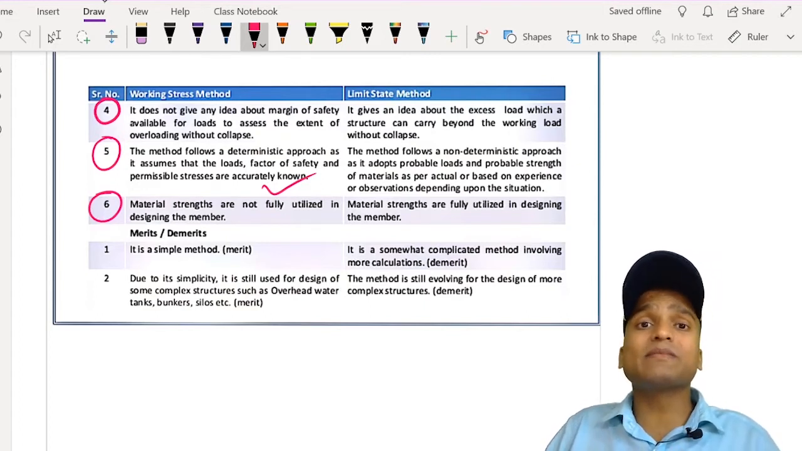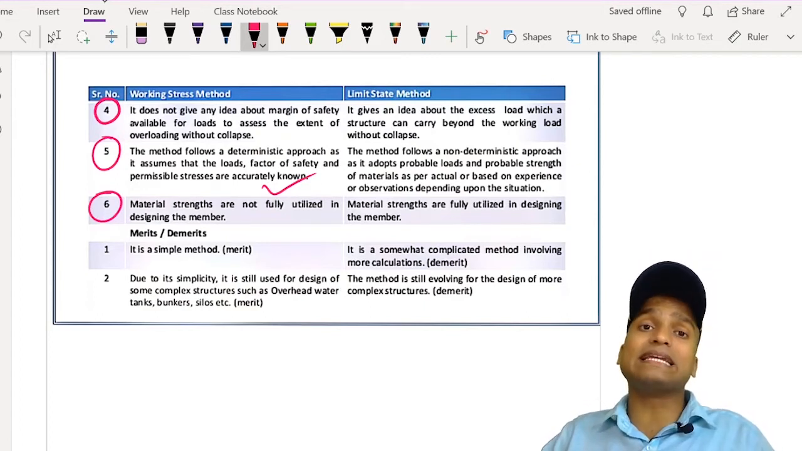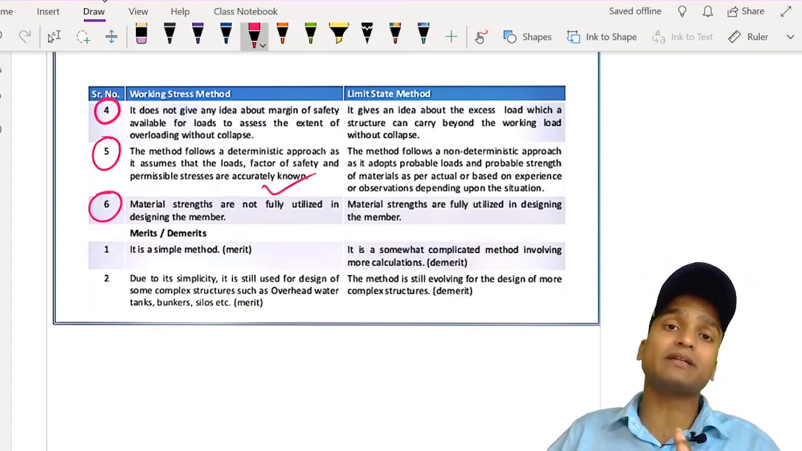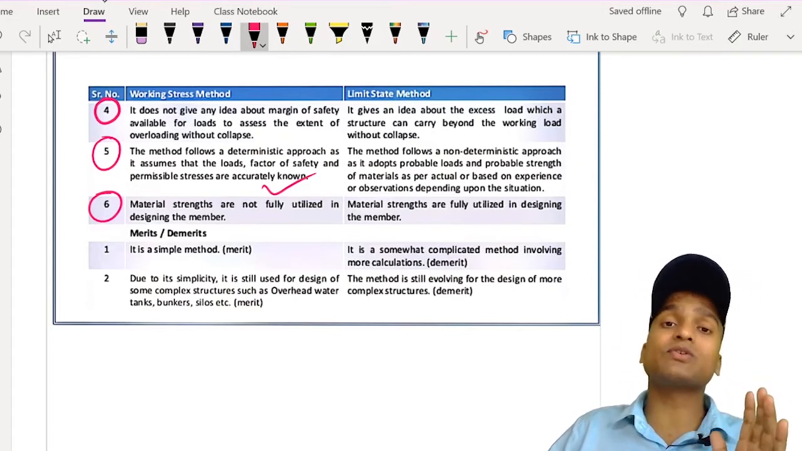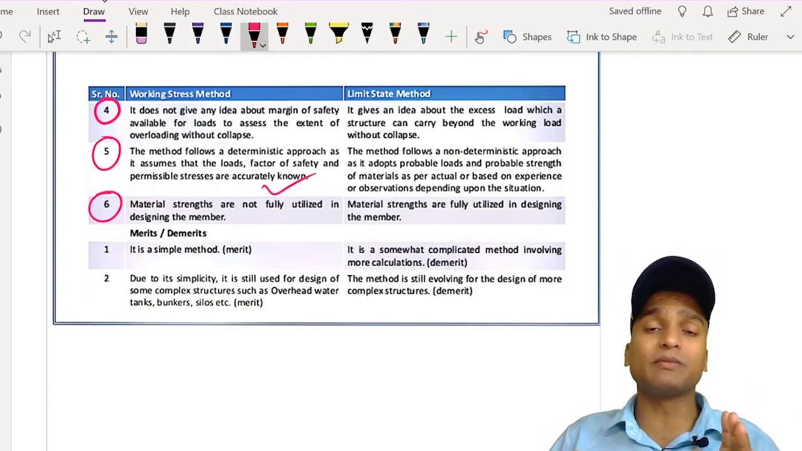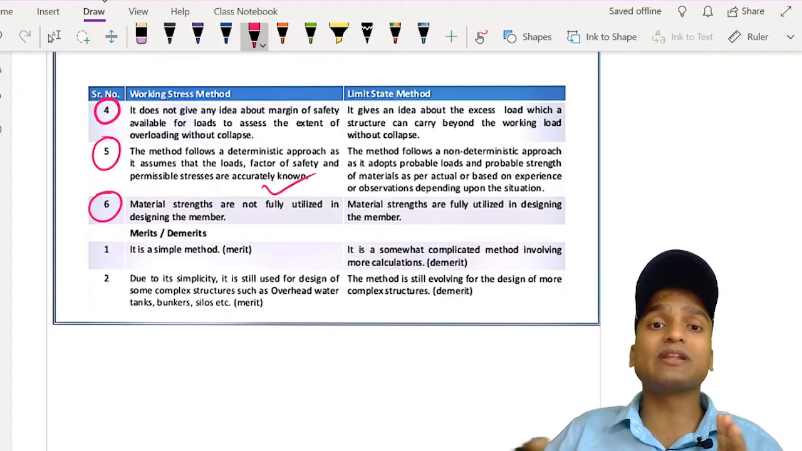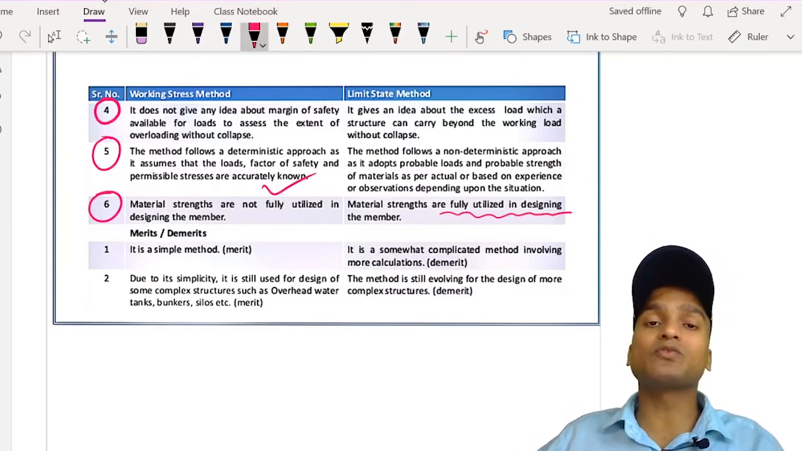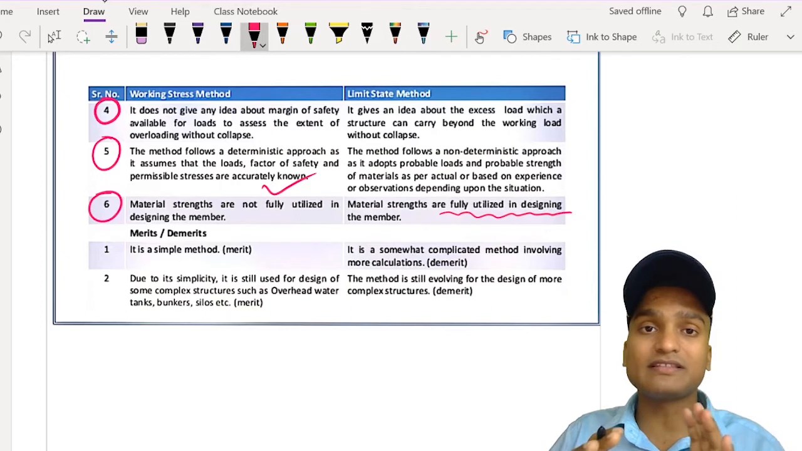Whereas in LSM we not only utilize the elastic region but we also go beyond the elastic limit and reach up to the plastic region and we utilize the elastoplastic region of the material. That's why the material strengths are fully utilized in designing the member by limit state method. So you are fully utilizing the material, not under-utilizing it.